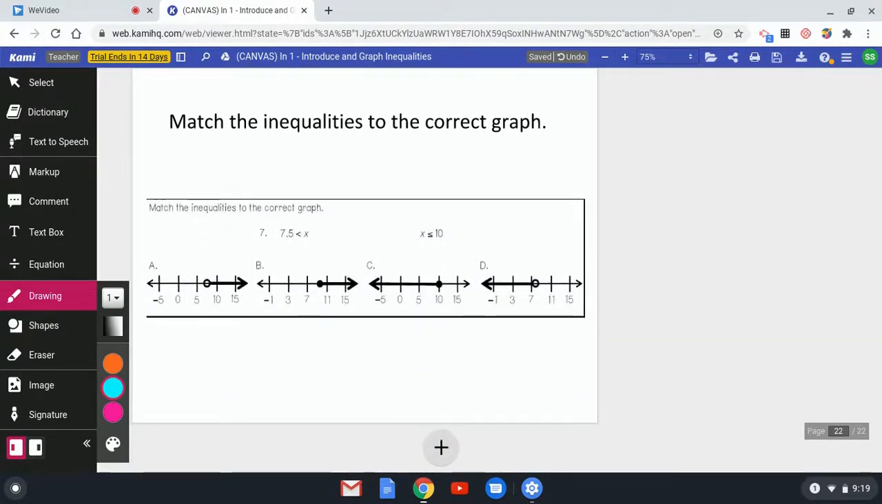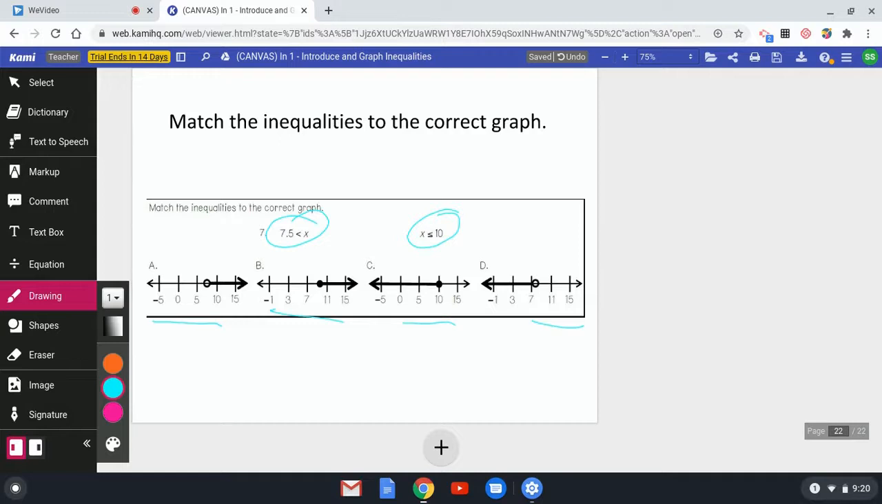All right. Now let's see if you can do this. We have 4 graphs here and 2 inequalities. Tell me which graph matches which inequality. We're only going to use 2 of the answers. So go ahead and pause and try.